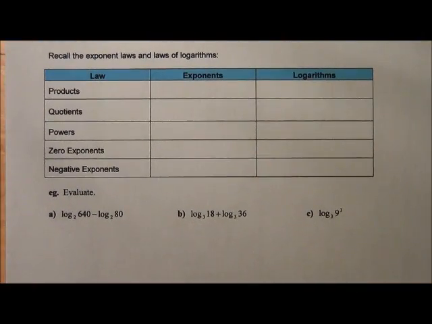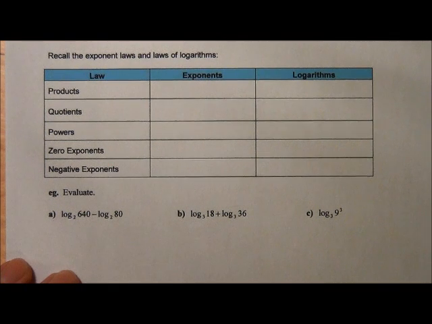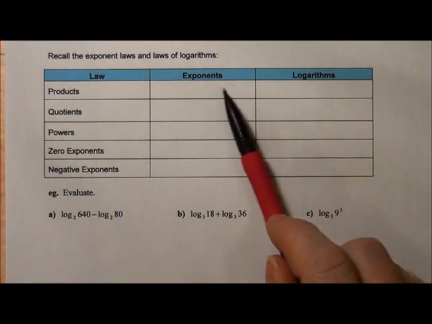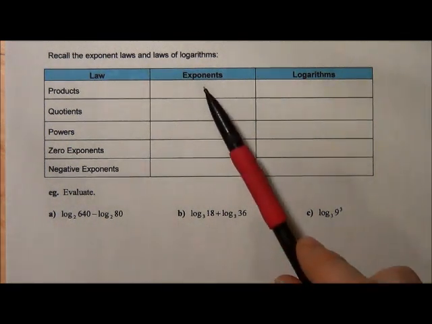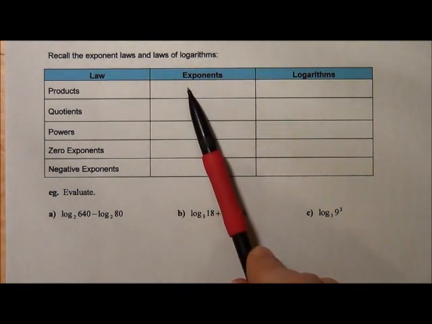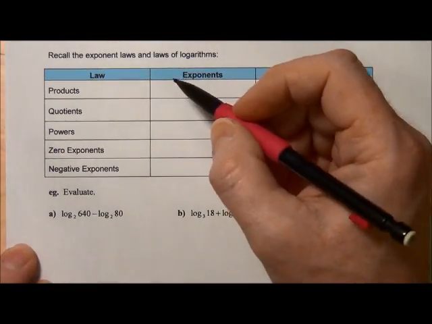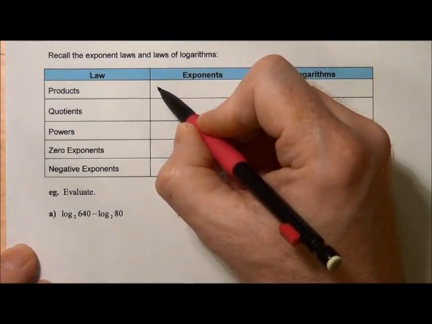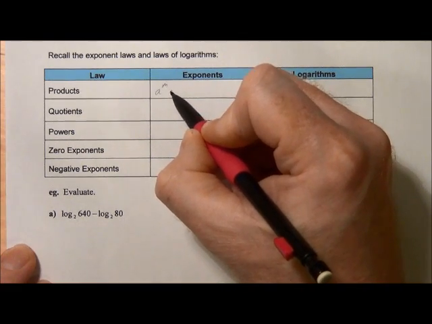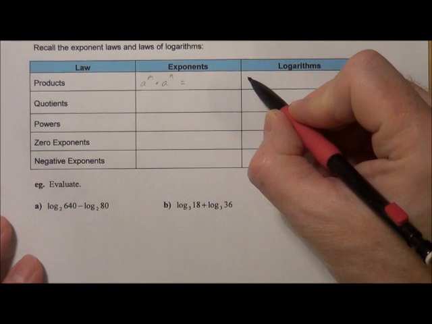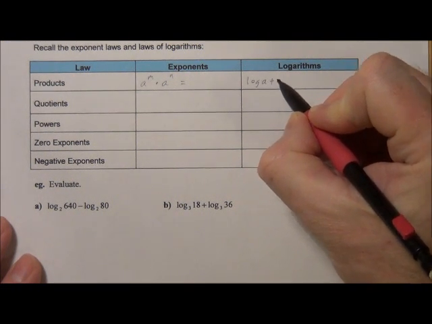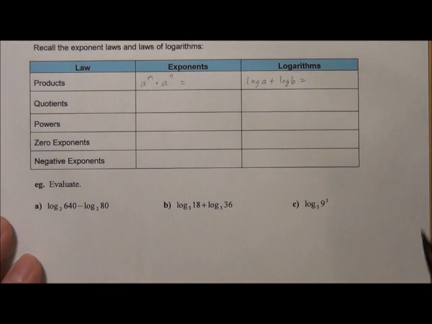Now let's do a little bit of review of laws, just so that we have an idea of the similarity between exponential laws and logarithm laws. Why don't you pause the video now and see if you can fill in the laws of product. So we have a to the m times a to the n. What would that give you using exponent laws? And log of a plus log of b, what would that give you?